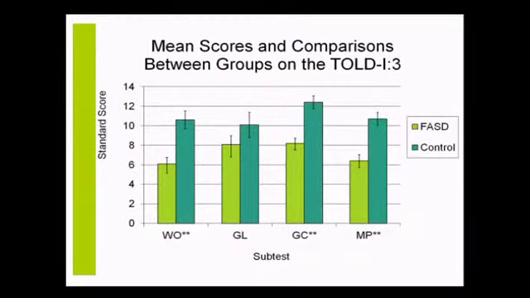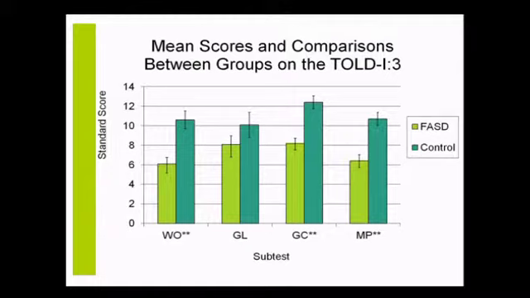Now, when we look at the intermediate TOLD, which was with the older children, again, if you look here, we're starting to see really big differences between the FASD group and the control. So the word ordering test, they were significantly different on there. The generals test, there wasn't a significant difference, although you can see that it was close to significant, and there still was a difference between the scores, it just wasn't statistically significant.